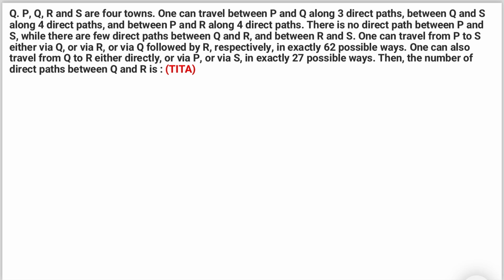So let's go on to the next question from CAT 24, the second slot. Very good question because it combines your modern maths, PnC, with algebra. Okay, amazing question. So P, Q, R, S are four towns.